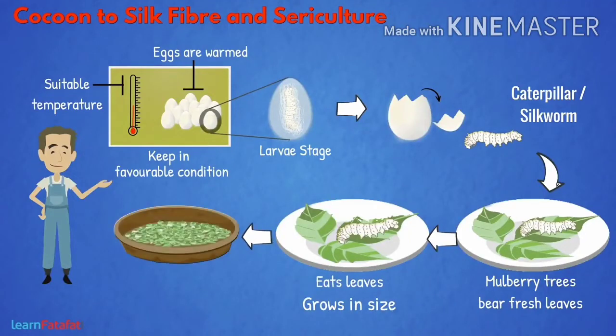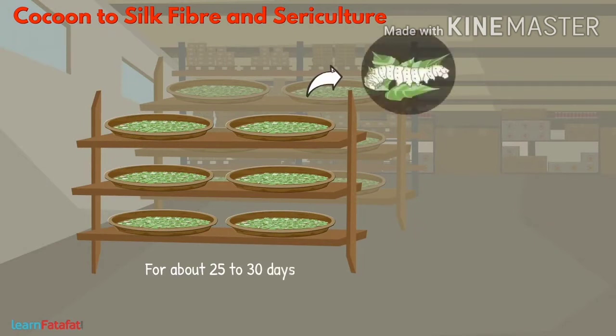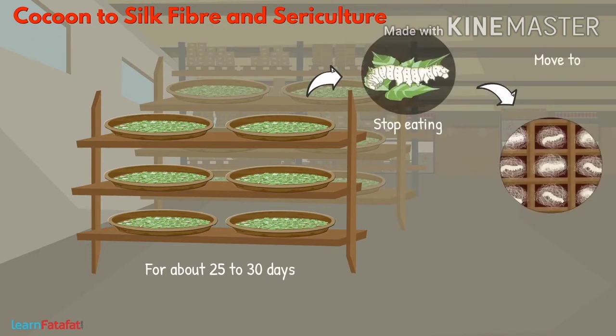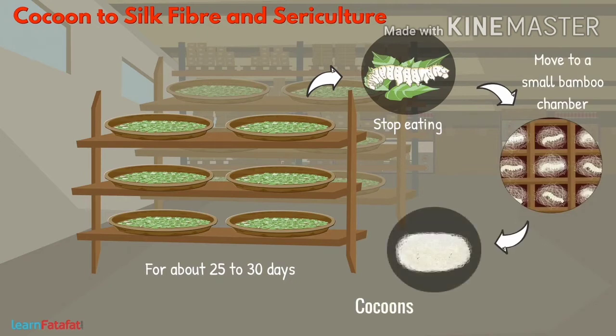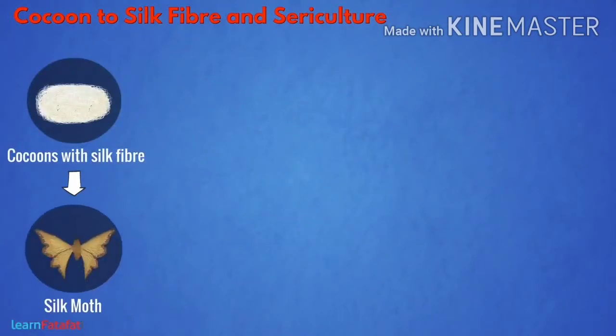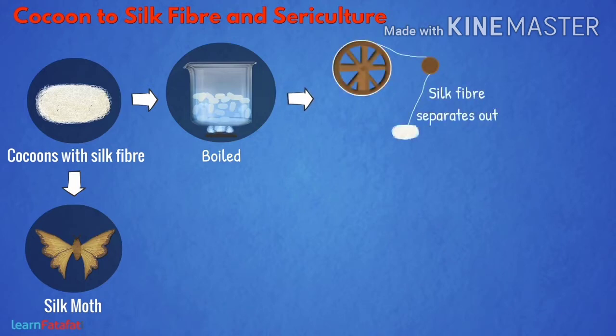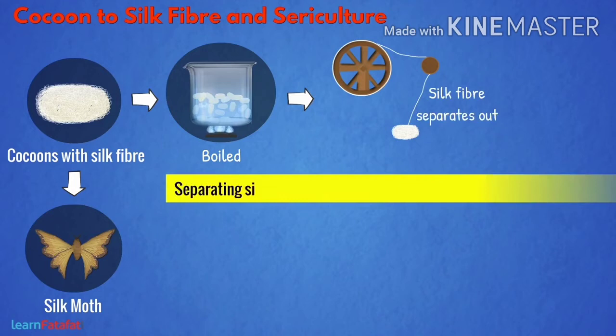Along with mulberry leaves, the silkworm is kept in clean bamboo trays for about 25 to 30 days. After this time, the caterpillar stops eating and moves to a small bamboo chamber. They create a net around them and produce a cocoon with silk fiber. Inside the cocoon, the caterpillar develops into a silk moth. The cocoons are boiled, kept under the sun or exposed to steam. By doing so, the silk fiber separates out. The process of separating silk threads from the cocoon of the silkworm is called reeling.